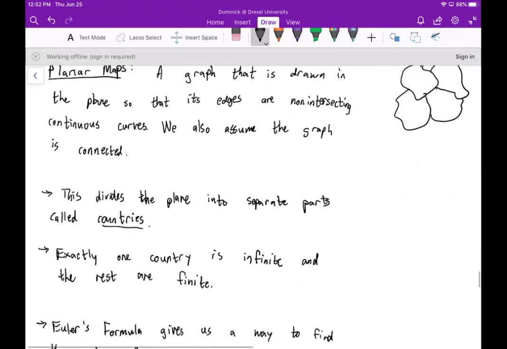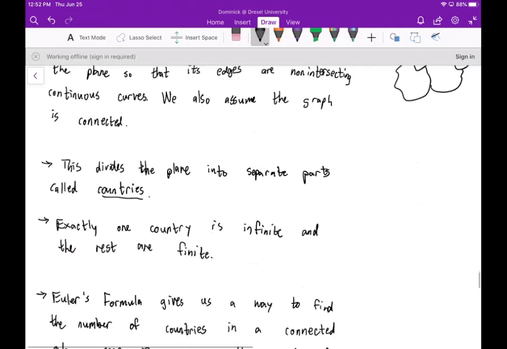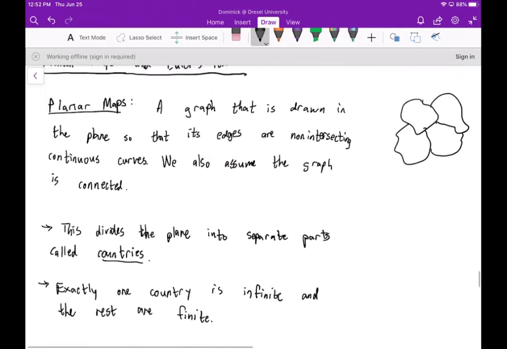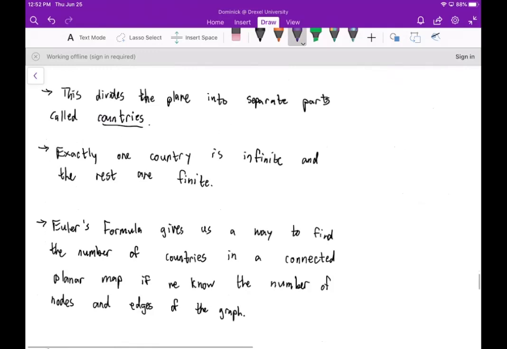So this divides the plane into separate parts, which we will call countries. Now, exactly one country is infinite and the rest are finite, right? So in the example that I've drawn, the one that's sort of outside here is the infinite one, and those other four would be the finite ones.